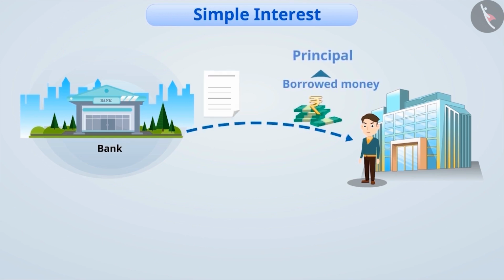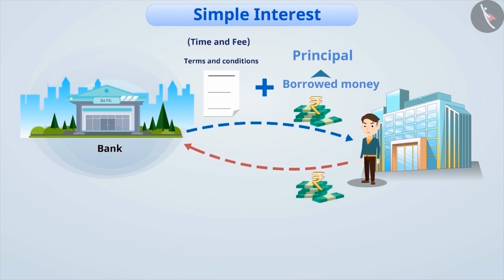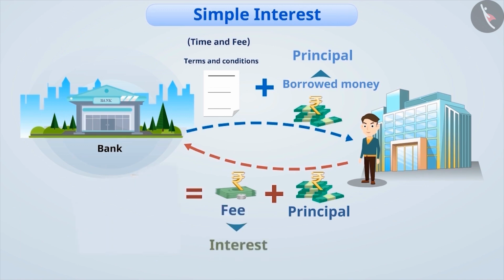Before borrowing, some terms and conditions like time and fee are set between the borrower and the lender. The person uses the money borrowed for a fixed period of time. When the borrower returns the principal amount, along with the principal he needs to pay a fee for the time period for which he has borrowed the money. This fee returned along with the principal is called the interest.